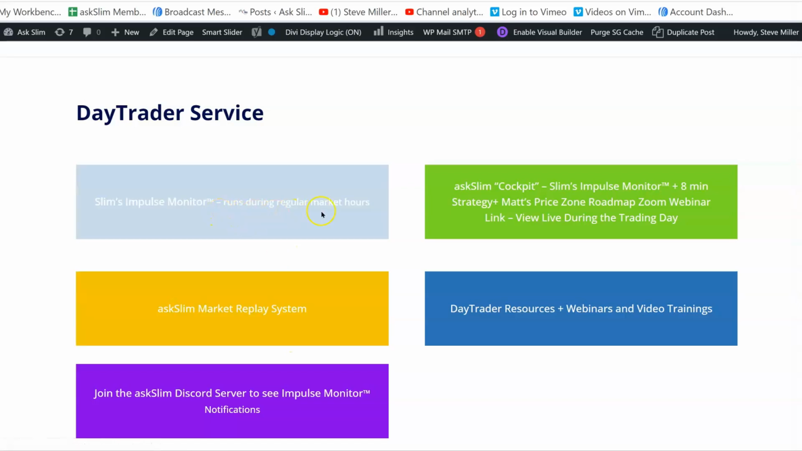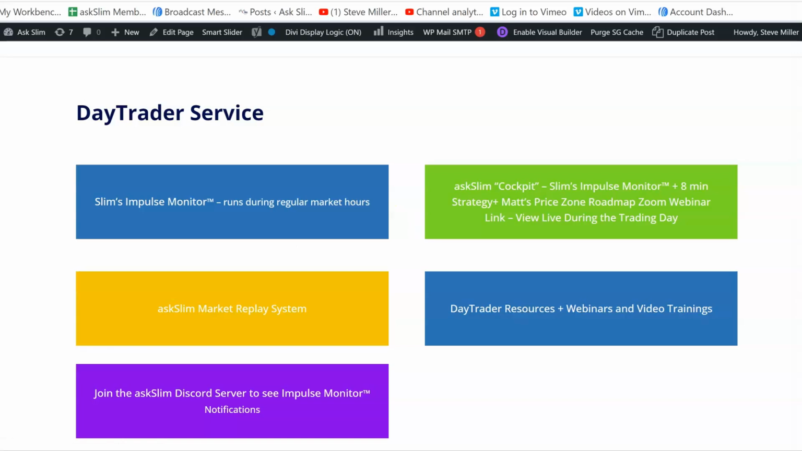Now, here's your impulse monitor right over there. If you're using the impulse monitor, you open that up during the regular market hours and it's live right there. Or you could be using the cockpit with the whole thing, and that's put out on Zoom and broadcast all day long. And then what we do is we take snapshots of that, and that is the replay system right over here.